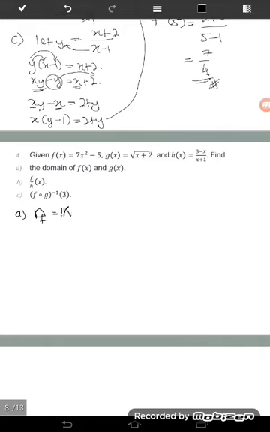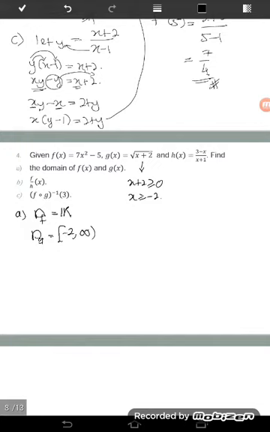And the domain of g(x): g(x) is a square root function. So for the square root function, the inside of the square root must be greater or equal to 0. Okay, so we do here x plus 2 greater or equal to 0. So we take x greater or equal to negative 2. So therefore the domain of g is equal to from negative 2 until infinity.